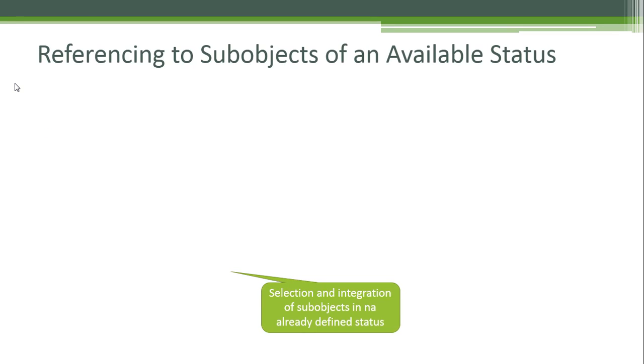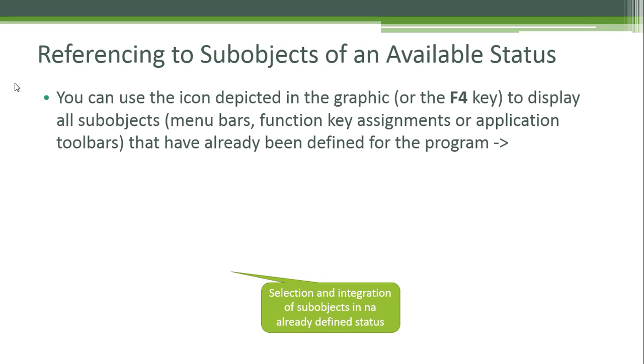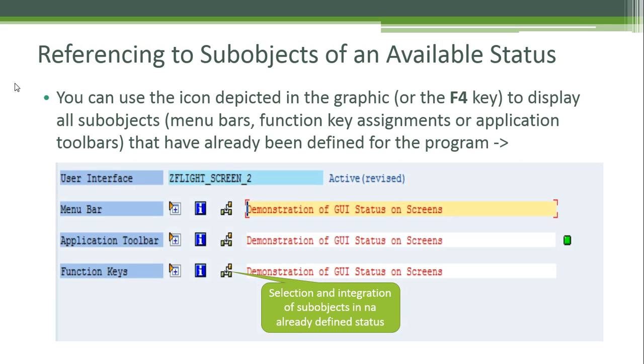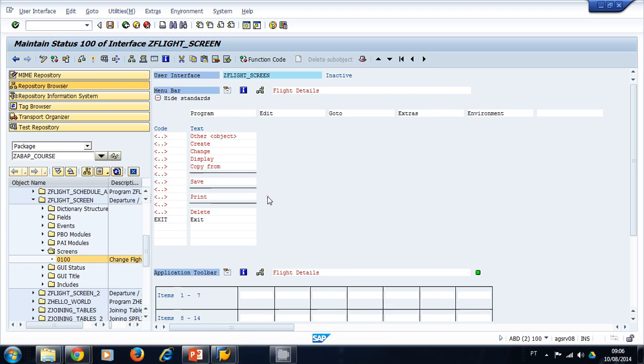Referencing to sub-objects of an available status, you can use the icon depicted in the graphic. I'm going to show you the graphic in a few moments. There you go. It displays all sub-objects, menu bar, function key assignments, or application toolbars that have already been defined for the program. So you can use that icon to reuse objects that you already defined. So let's keep on creating our GUI status for our program back in the system.